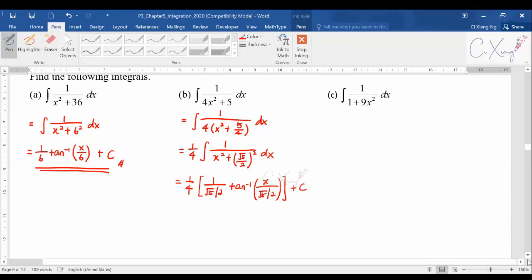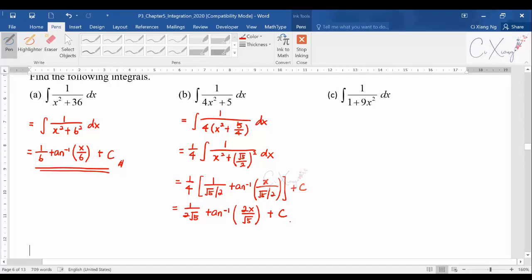Your answer might look a bit complicated now, so maybe you can try to simplify it. 1 over square root 5 over 2 multiplied with 1 over 4, you will get 1 over 2 square root 5. Then for this one, you will have tangent inverse 2x over square root 5 and then plus c.